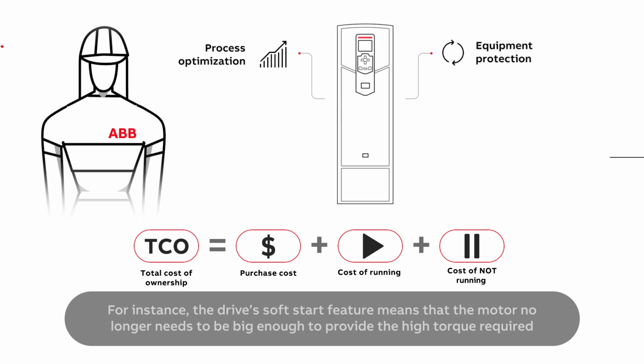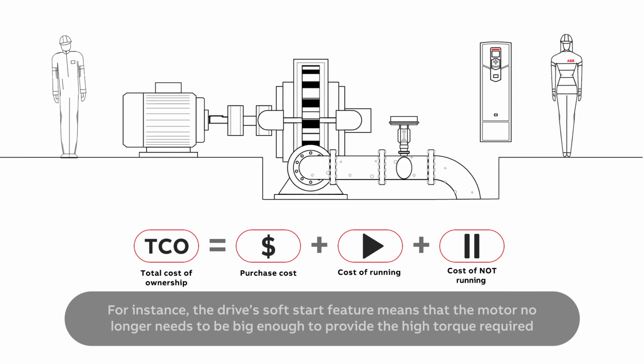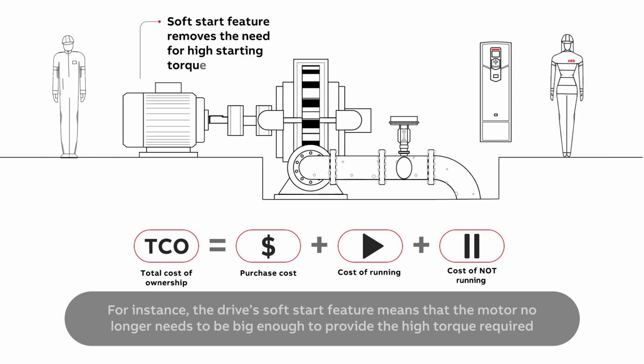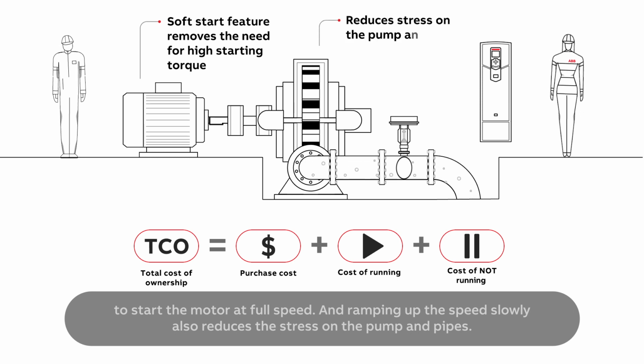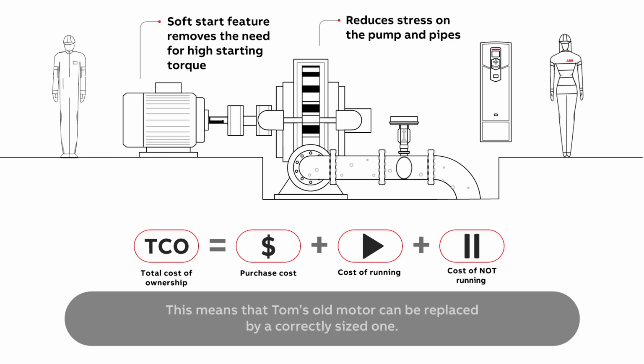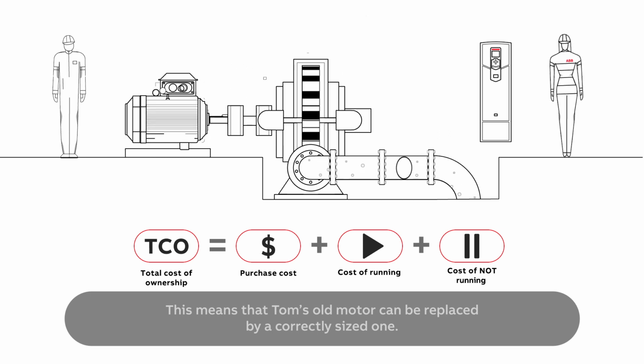For instance, the drive's soft start feature means that the motor no longer needs to be big enough to provide the high torque required to start the motor at full speed, and ramping up the speed slowly also reduces the stress on the pump and pipes. This means that Tom's old motor can be replaced by a correctly sized one.